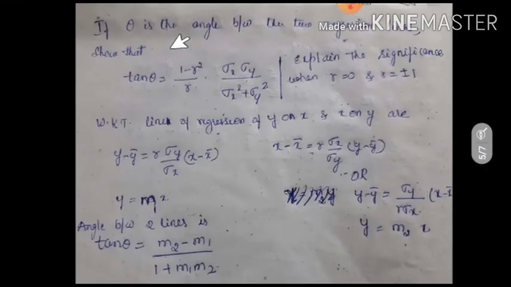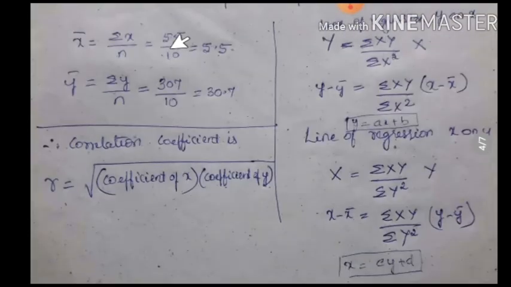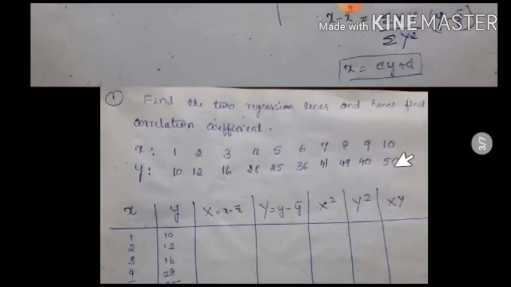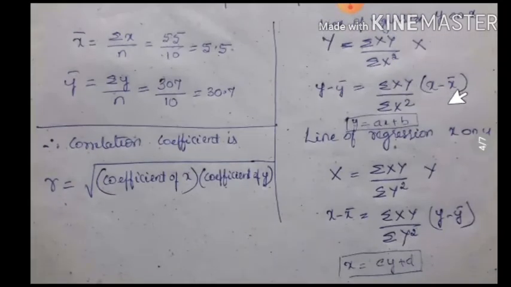Then obtain a table of capital X, capital Y, then x into y, x square and y square. Here is how I form it; like that you have to form a table. Then calculate the summation values of these three and substitute them in this formula.